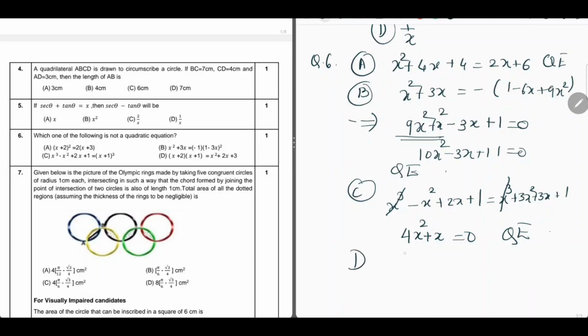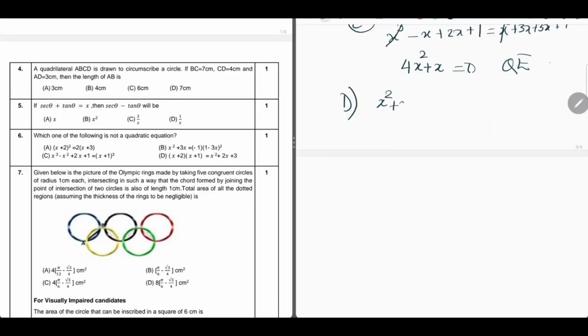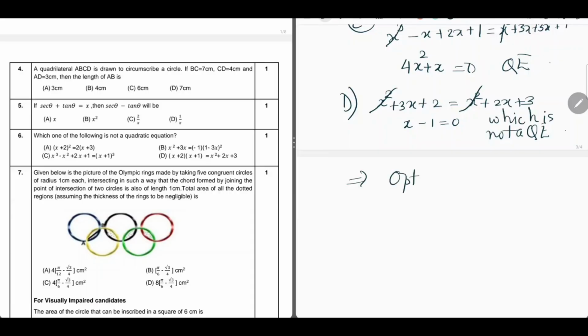Now option D, if I simplify, x square plus 3x plus 2 equals to x square plus 2x plus 3. x square cancels, so x minus 1 equals to 0, which is not a quadratic equation. So the option is D.